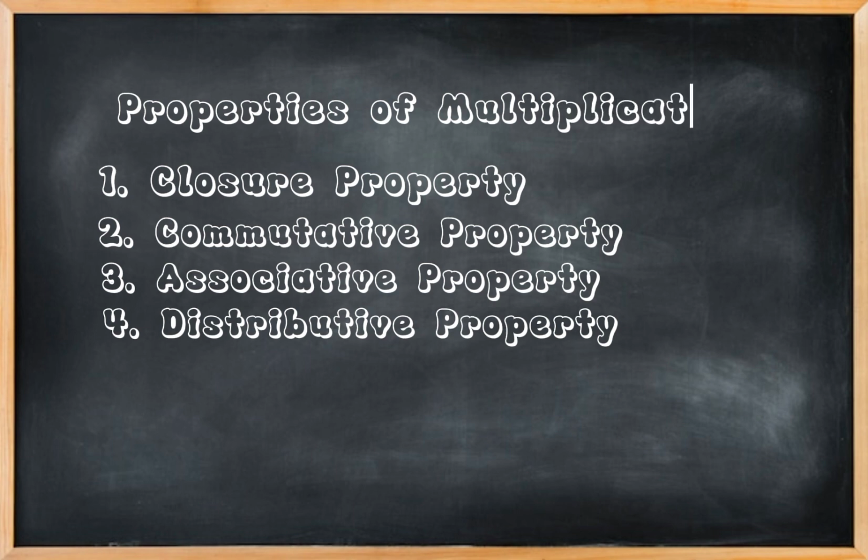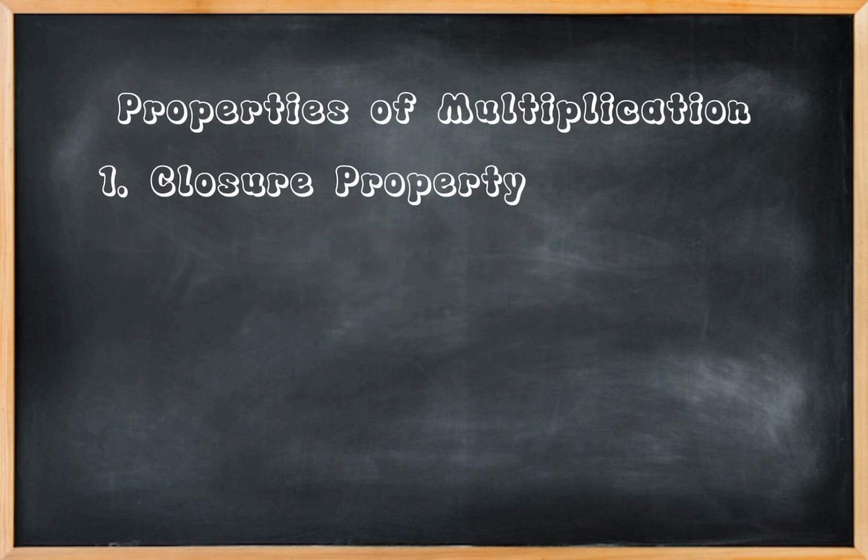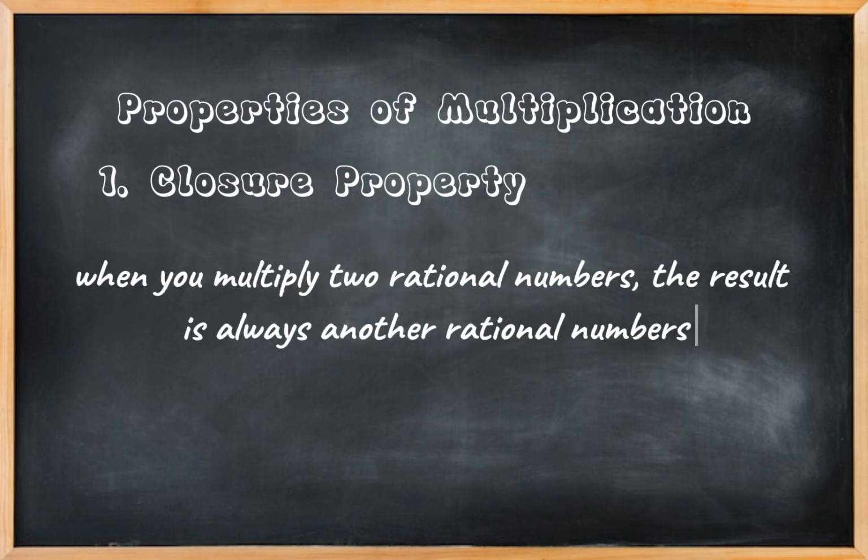Next is properties of multiplication. First is closure property. Second, commutative property. Third is associative property. And last is distributive property. In closure property, when you multiply two rational numbers, the result is always another rational number.